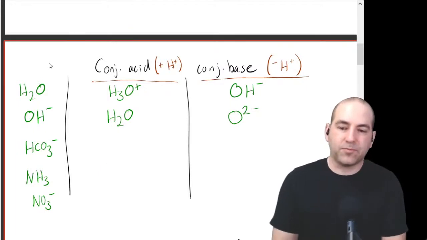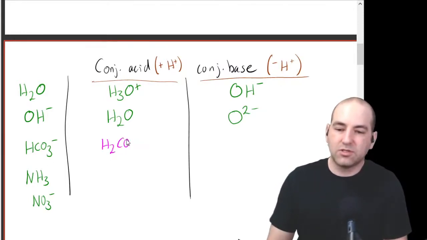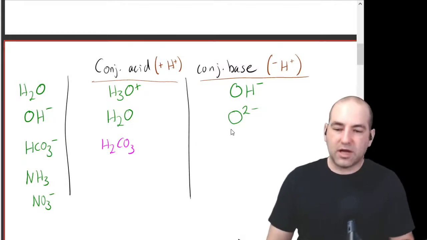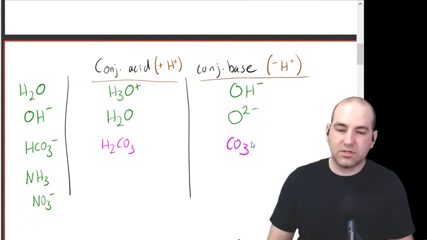All right, so we're gonna do that same procedure. We're gonna add hydrogen, lose hydrogen, depending on which side we're on here. So adding hydrogen to bicarbonate is going to give us H2CO3, and we go from minus to neutral. Losing hydrogen is gonna give us carbonate, which is CO3 2-.